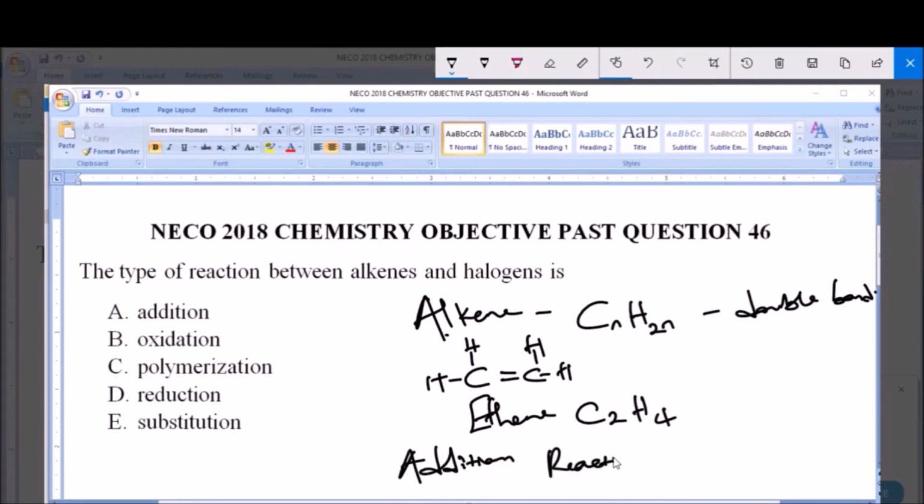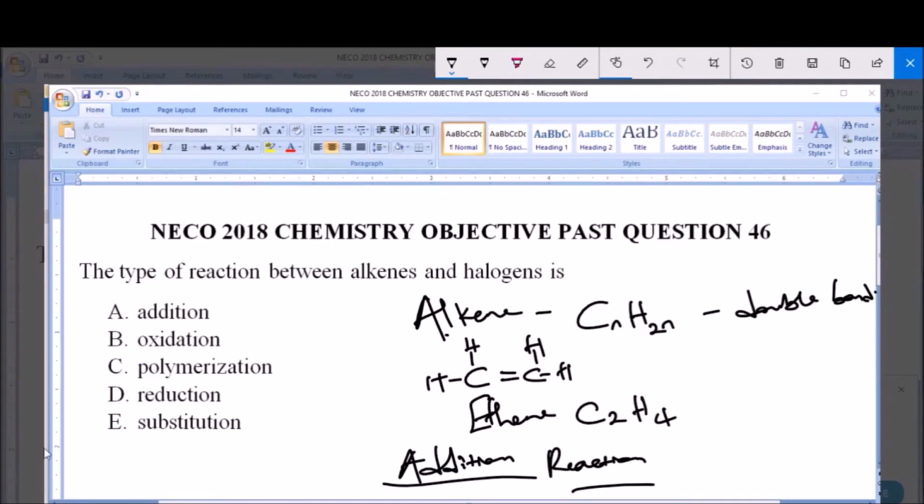Addition reaction. Now, addition reaction involving halogen simply involves what? The addition of halogens to alkenes to thereby eliminate this double bond, making it what? A single bond. An example is the reaction of this ethene with chlorine.